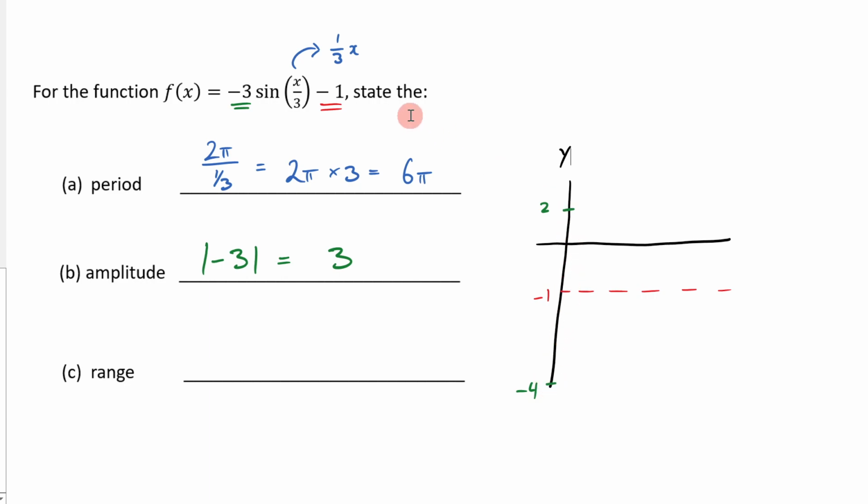So we need to make sure that we write this in correctly. We're going to put in square brackets because we're including both -4 and 2, and make sure you go from the smaller number to the bigger number. So there is all our working here to find the period, the amplitude, and the range. Hopefully you found this helpful.